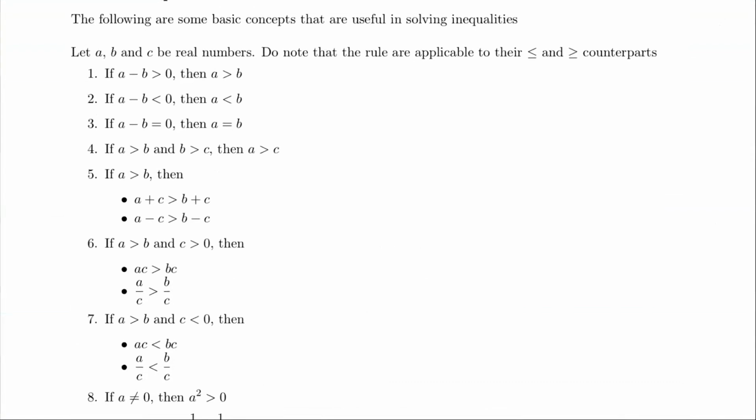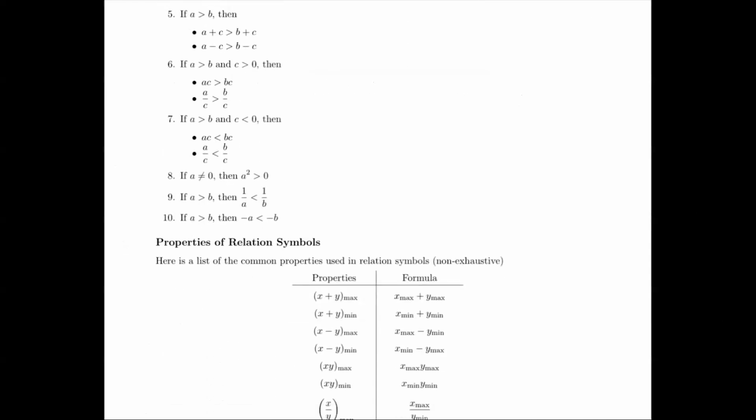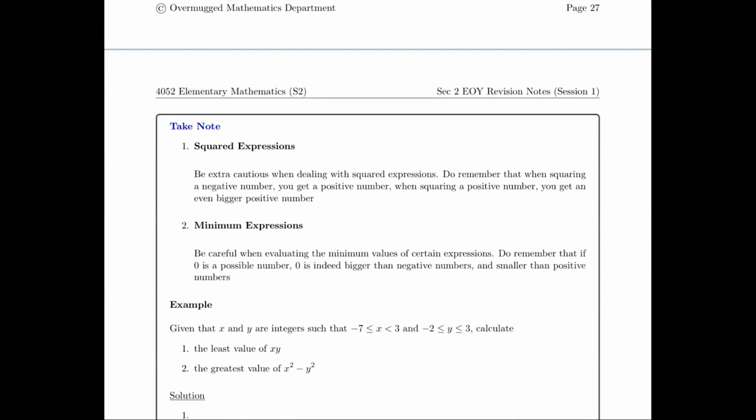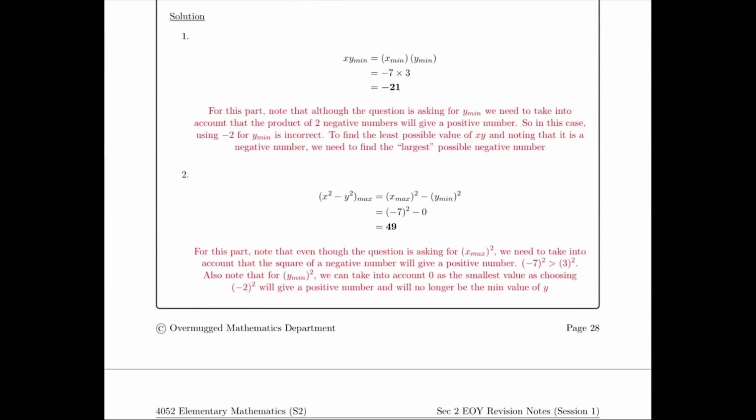Now remember, the golden rule for inequalities is what? Whenever we divide by a negative number, we need to flip the inequality sign. So please remember that. Dividing or multiplying by a negative number, you need to flip your inequality sign. And I believe that's about it. The rest you can read on your own. So now is your time to shine.